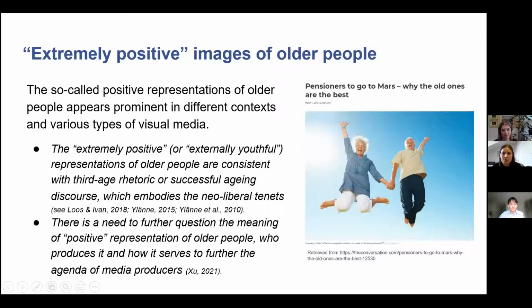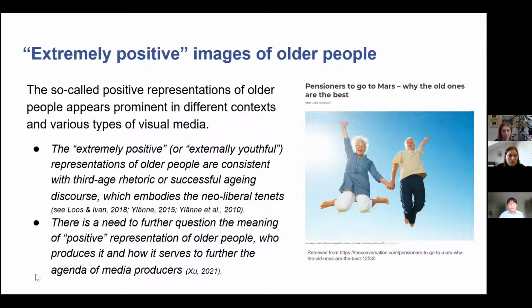And lastly, I want to draw your special attention to the extremely positive images of older people, which have recently become more prominent in different contexts and in many types of visual media. And these visual representations of older people appear overly positive or externally useful. And the meanings generated by such representations are often consistent with the third age or successful age discourse, which embodies the neoliberal principles of emphasizing individual responsibility and individual effort for managing the risks in the later life.